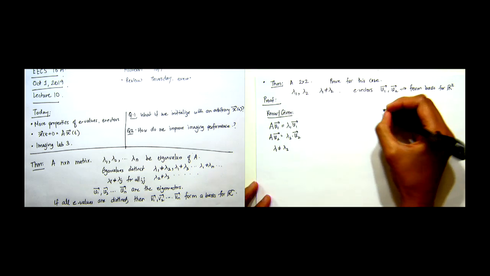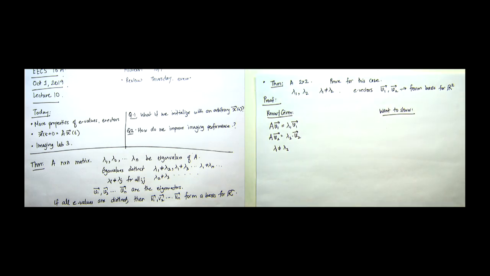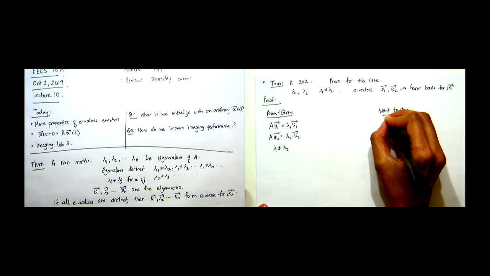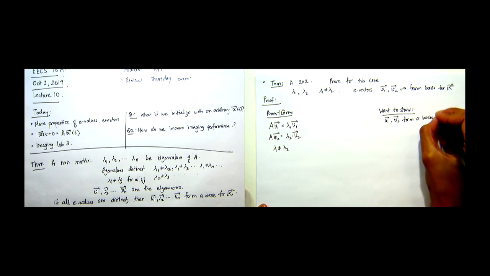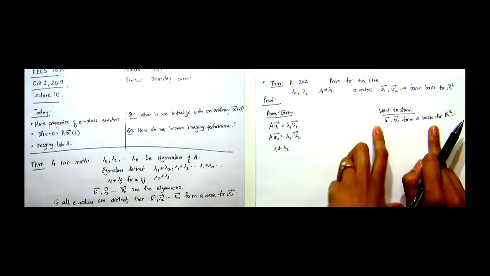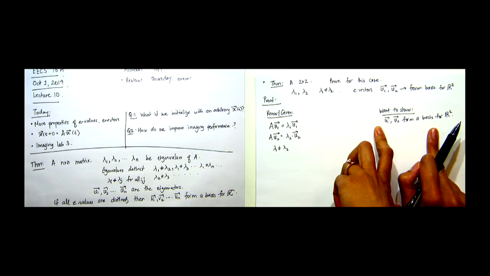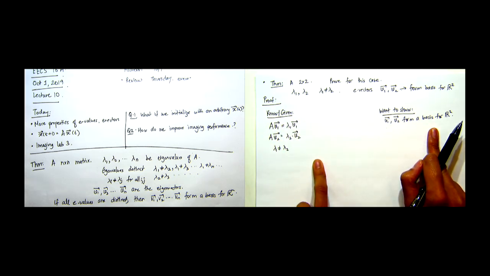What do I want to prove? I want to show that V1 and V2 form a basis for R2. So another point that I've seen people get stuck at is here. You write this out, and then you say, well, we want to show that V1 and V2 form a basis. Okay, now what? This doesn't look like a basis. How do I figure out what a basis is? How do I go from here?